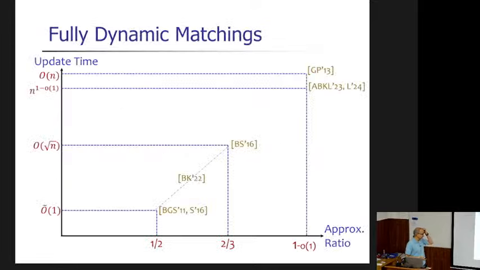So here is a picture summarizing the state of the art. On the x-axis, I have the approximation ratio. On the y-axis are the update times. You can see how the jumps happen as we go from 1/2 to 1 minus small o of 1. Just as an aside, a few years ago, Sohail and I found some other interesting trade-offs that can be achieved between 1/2 and 2/3. That's the dotted line with BK22. But that's not of interest for this talk, so I won't say anything more about that.